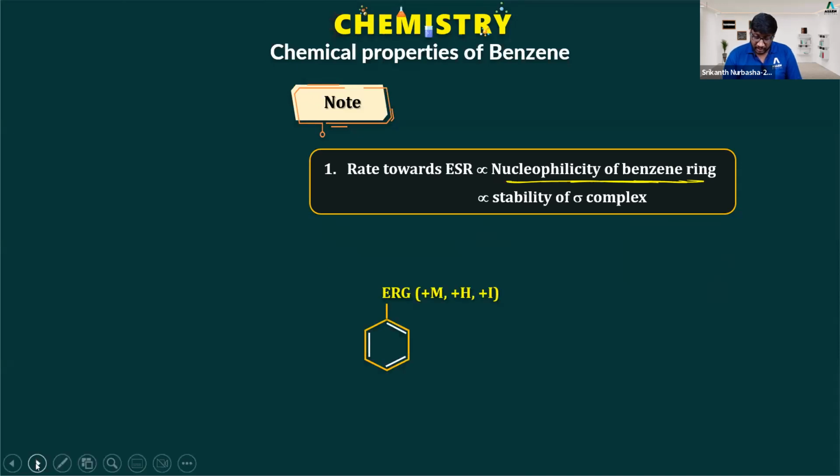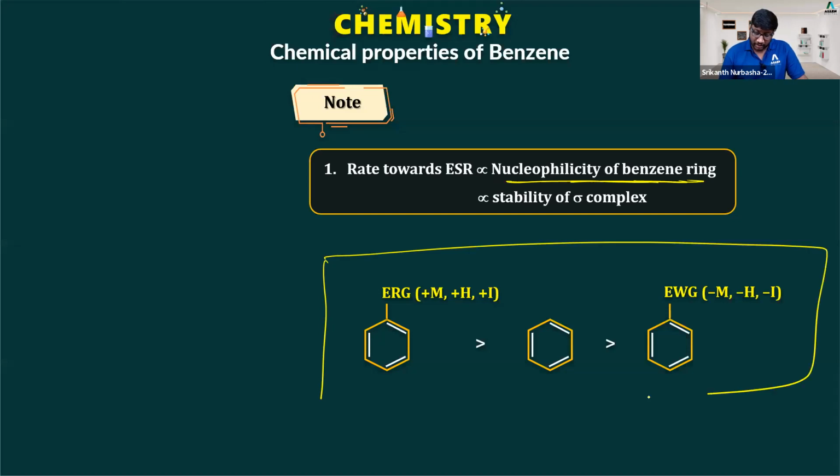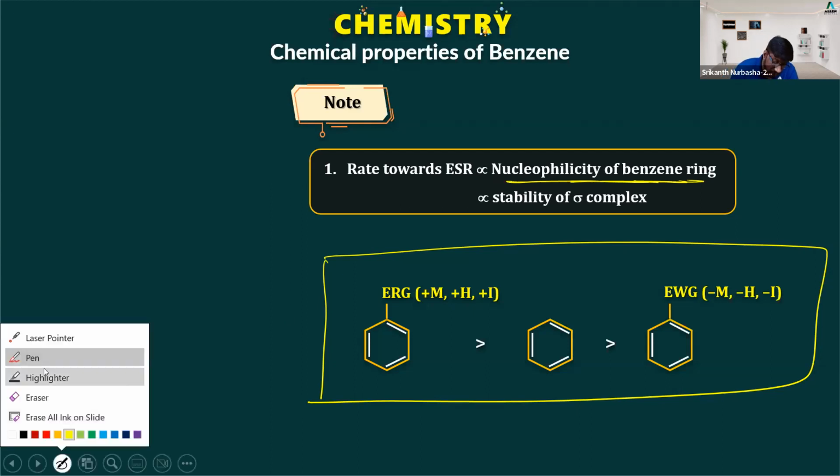Like electron releasing groups with plus M, plus H or plus I, then benzene, and electron withdrawing groups with minus M, minus H, minus I. If you try to compare the order, which will have the greatest reactivity? The electron releasing or electron donating groups will have the greatest reactivity. Then benzene, then electron withdrawing groups, that is minus M, minus H, minus I. This is the order of rate of the substituted benzene derivatives towards electrophilic substitution reaction. Right, students?